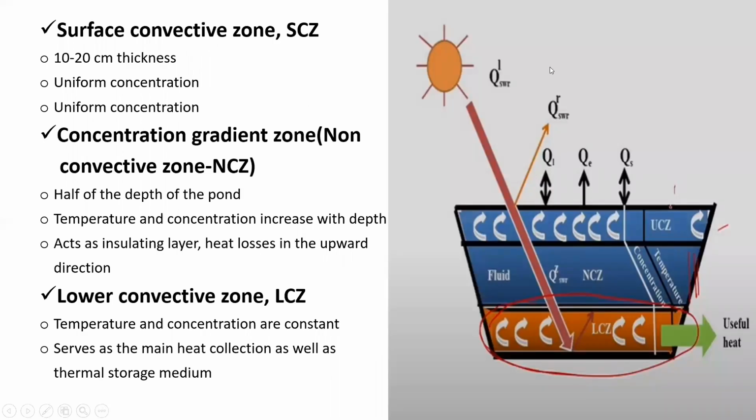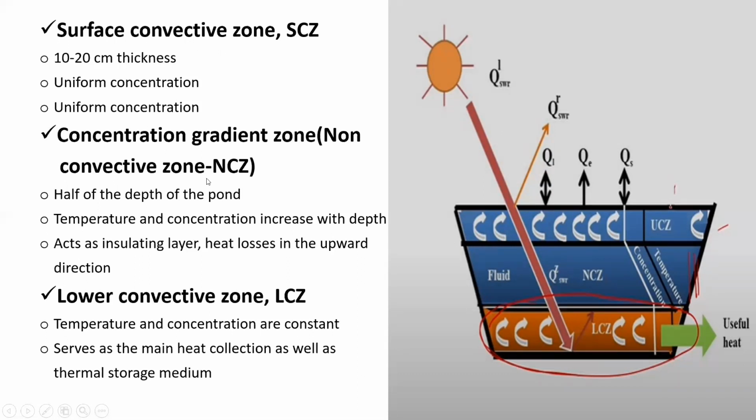This is a schematic diagram of a solar pond, and we can split the solar pond into three zones. The first zone is the surface convective zone, which is the top zone and is 10 to 20 centimeters thick, and it is of uniform concentration.